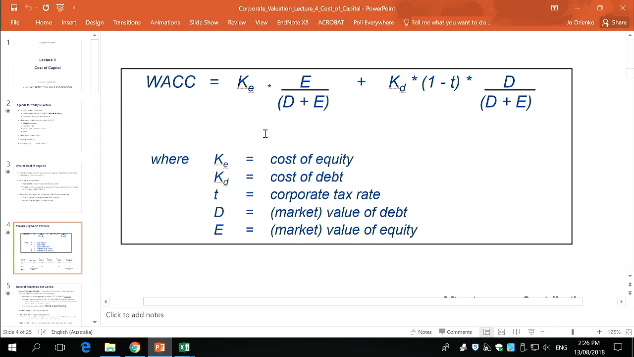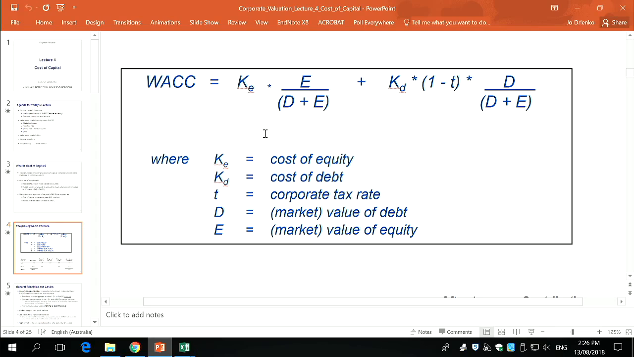So cost of equity, cost of debt, and the tax rate is the corporate tax rate. It's different in many countries. In Australia, it's 30%. It's actually being debated today in the parliament whether or not that is going to be decreased. Hopefully it won't be, and it looks like it will stay at 30%, which is good.